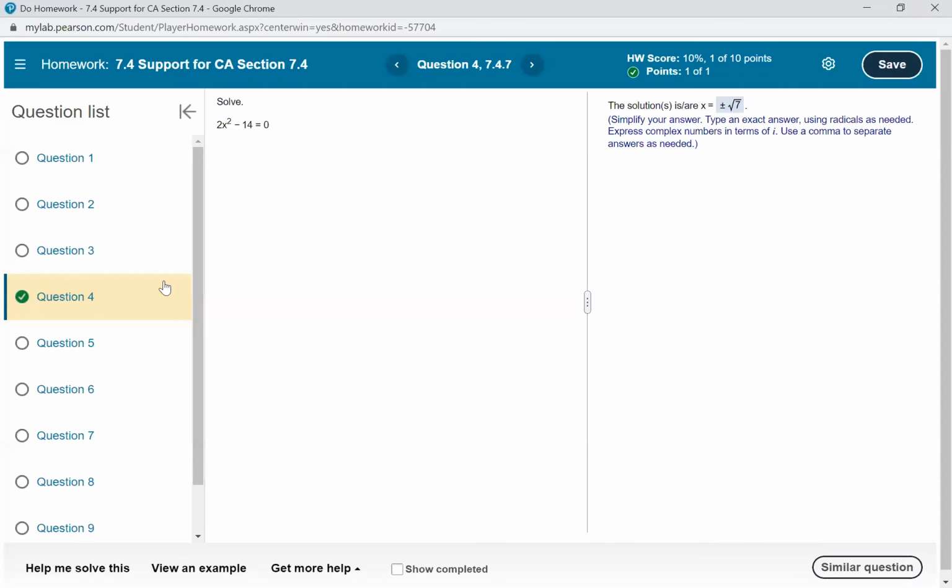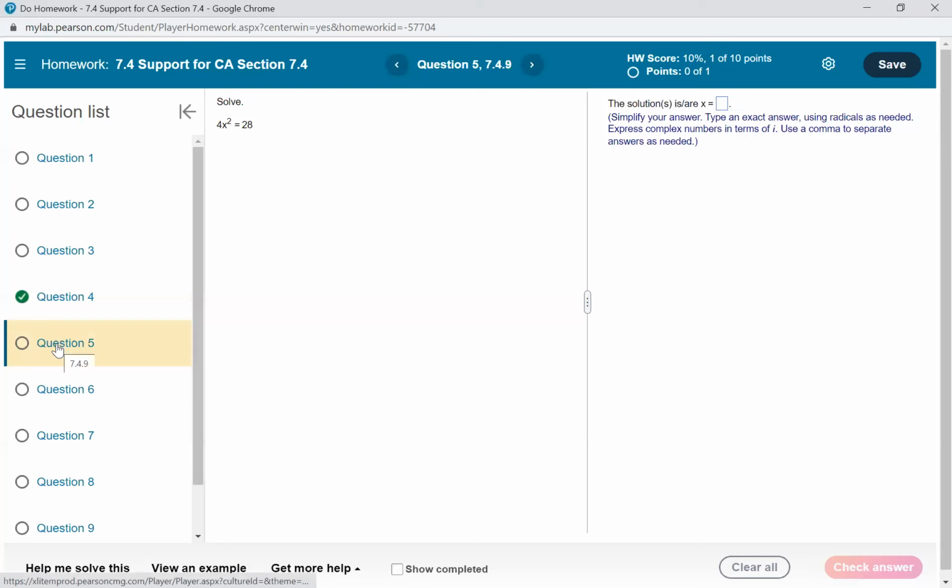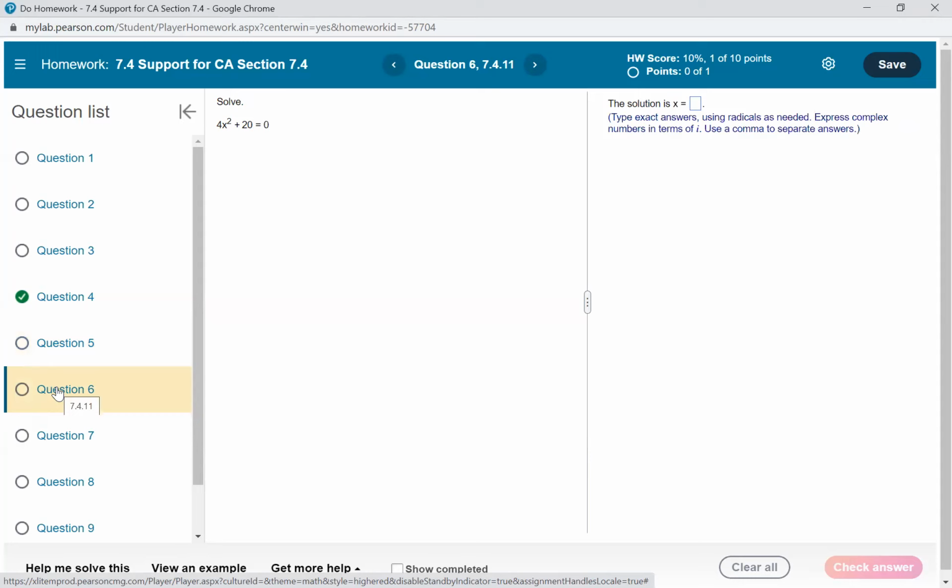All right, let me see what they've got next. So that's the same thing. Divide both sides by 4, get the x squared by itself, and then do the square roots. That's going to end up with a 7 too, wouldn't it? All right, let's try this one. 4x squared plus 20 equals 0.